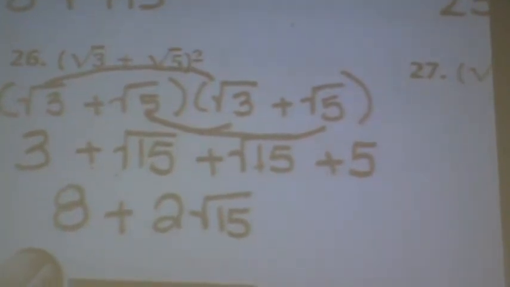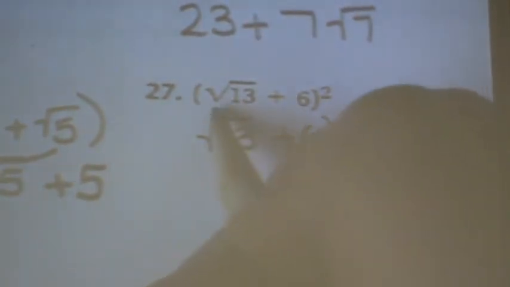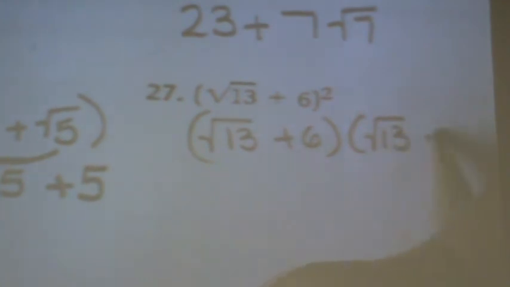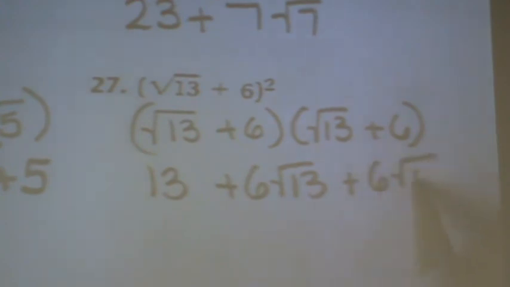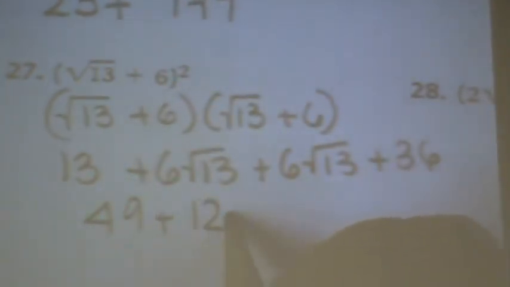Here we go again. What's root 13 times root 13? 13. What's root 13 times 6? 6 root 13 plus 6 root 13. And what's 6 times 6? 36. So what do you have? 49 plus 12 root 13. Easy? And the last one.